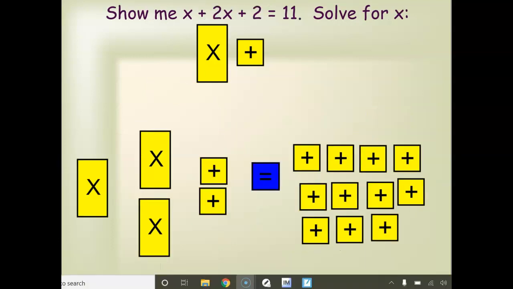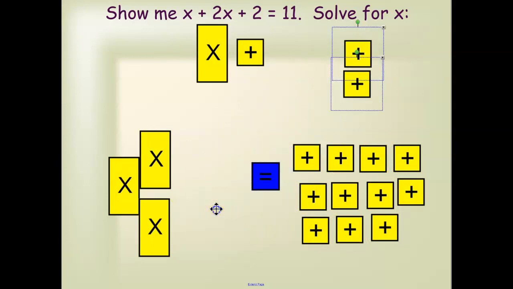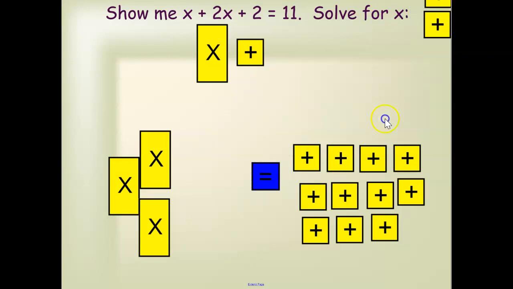All right, so here's my next one. This is x plus 2x plus 2 equals 11. If I want to solve for x, I'm going to combine my terms first to simplify my expression. So now I have 3x plus 2 equals 11. So now I have a 2-step equation. I'm trying to get the x's by themselves. So I'm going to slide 2 1's away from those x's. And since I took 2 away on one side, I'm going to do the same thing on the other to keep them balanced. So now I have 3x equals 9.